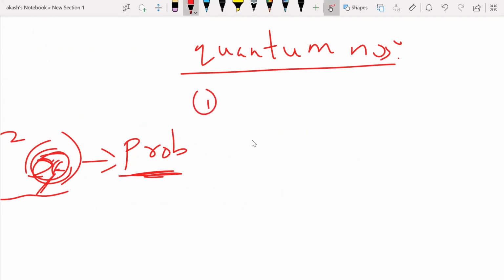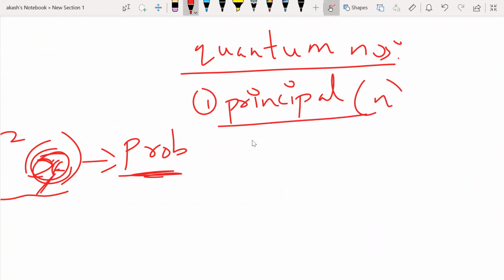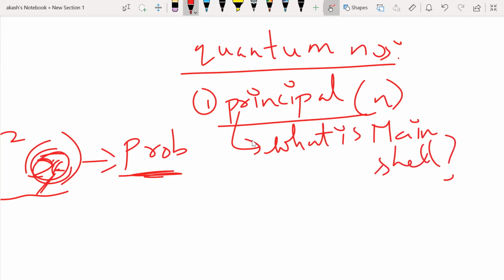Fine. So the first quantum number is the principal quantum number, denoted by the capital letter N. Remember, each of these quantum numbers answers one question. The question this one answers is: what is the main shell in which the electron is present? Either it's the first shell or the second shell, basically the stationary orbit as predicted by Bohr's theory. So what is the main shell? That is the question answered by the principal quantum number.